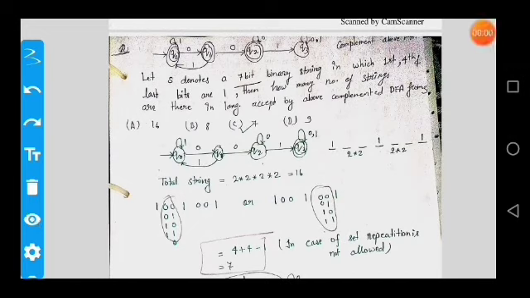In this question, the complemented DFA is already given. Let S denote a 7-bit binary string in which the first, fourth and last bit are 1. Then how many strings are there in the language accepted by the complemented DFA? The options are A 16, B 8, C 7, D 9. So let's come to the solution.